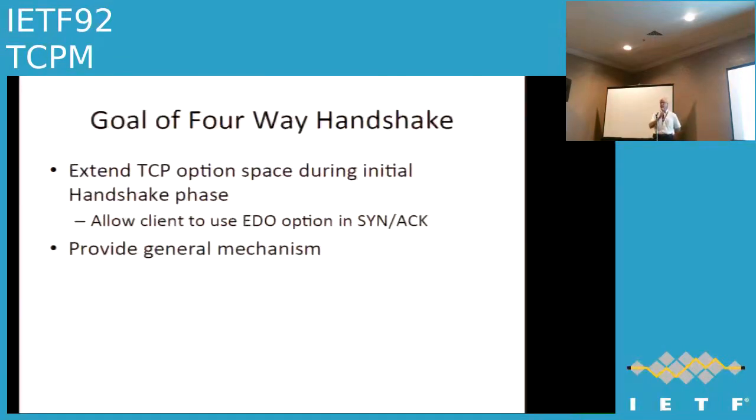There we go. So the goal of the four-way handshake was motivated by extending the TCP option space and finding a way to deal with EDO during the initial negotiation. A secondary goal was also to do this in a way that wasn't tied specifically to just EDO, but to provide an extended negotiation mechanism that could be used for other things besides this.